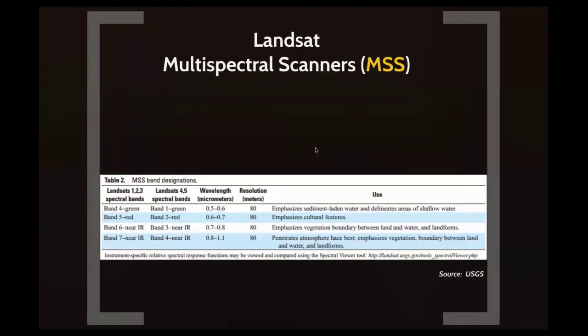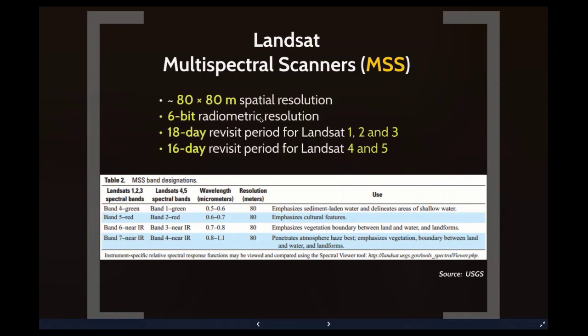Okay, so first of all, the first generation of sensors, the Multispectral Scanner, MSS, are on board Landsat 1 through 5, although 4 and 5 have another, more advanced sensor available. So in general, the spatial resolution of the MSS sensor is 80 meter by 80 meter. More specifically, it is 79 by 79 meter spatial resolution.